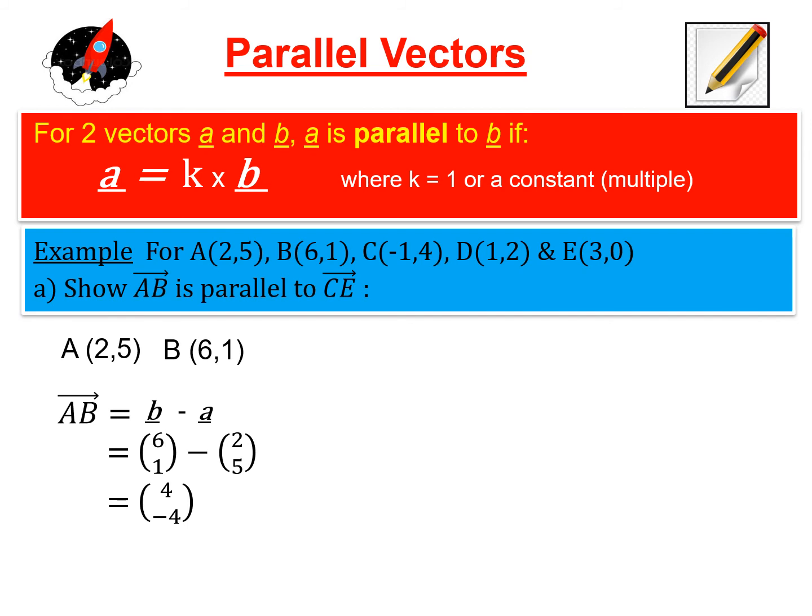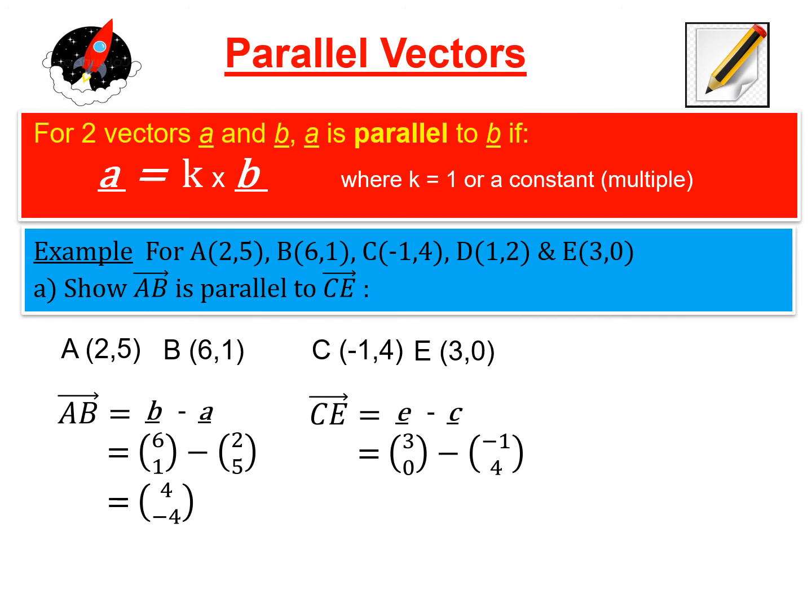We do the same for the points C and E. So C is (-1, 4), and E is (3, 0). So CE is the column vector of E, take away the column vector of C. So we've got (3, 0) subtract (-1, 4). Double negative gives us a positive, remember, so it's 3 plus 1 is 4 at the top, and then 0 subtract 4 is -4 at the bottom.